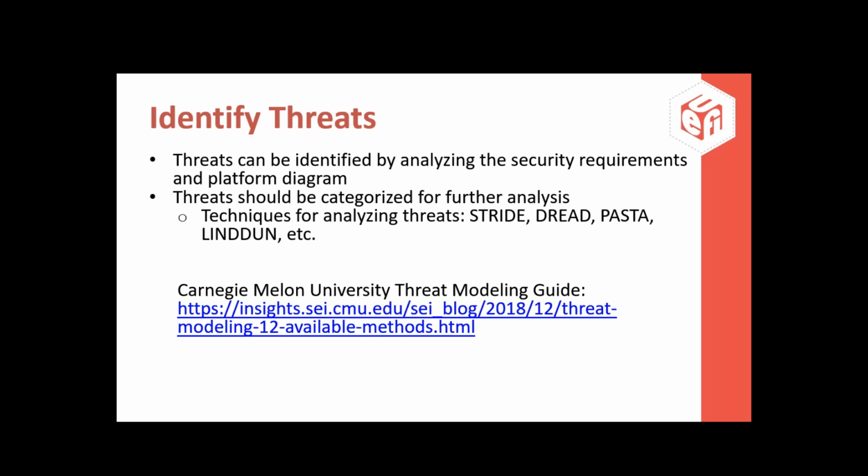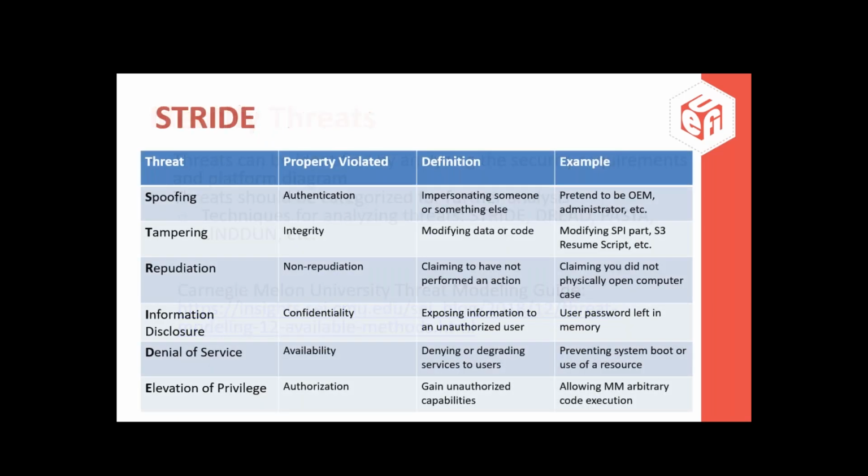There are a bunch of different ways that you can do threat modeling and also respond to threats. And I provided a link to Carnegie Mellon University's guide to threat modeling. It has 12 different methods of threat modeling, and also the advantages and disadvantages to each model and what types of security threats they are especially adept at protecting against. So once you've identified these threats using whatever technique you're going to use, you need to categorize them so that you can decide how to handle them.